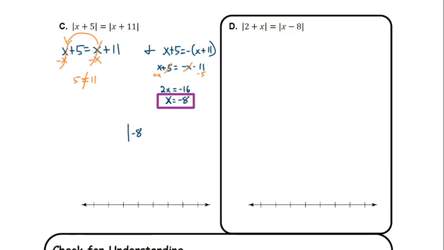Absolute value of negative 8 plus 5. Does that indeed equal the absolute value of negative 8 plus 11? Okay, negative 8 plus 5 is negative 3, absolute value of negative 3. Negative 8 plus 11 is positive 3. Well, the absolute value of negative 3 does equal the absolute value of positive 3. So, that is a solution. And to graph it, just come on down, give me a 0 and a negative 8. And there you go. Alright. Try letter D.